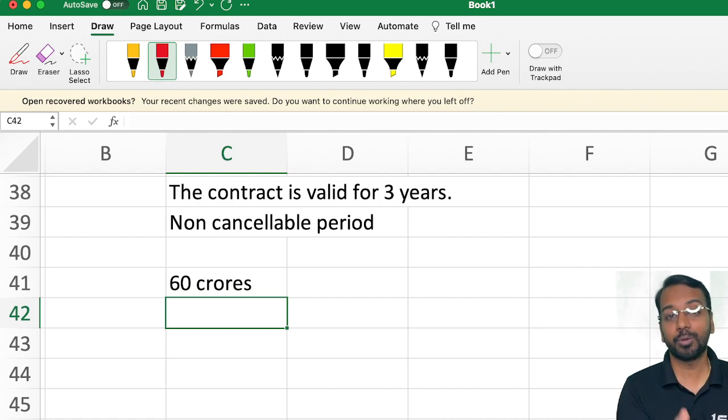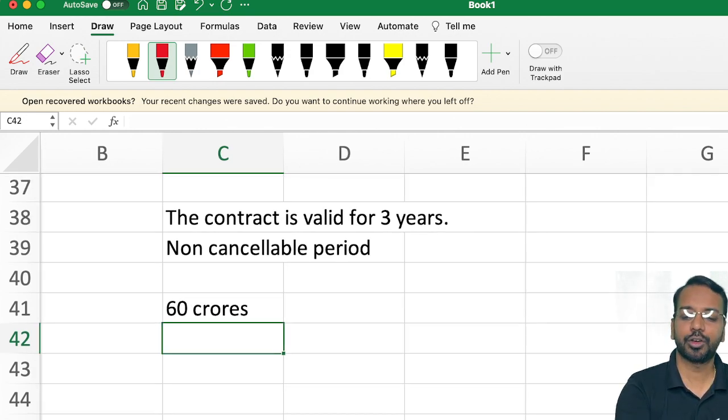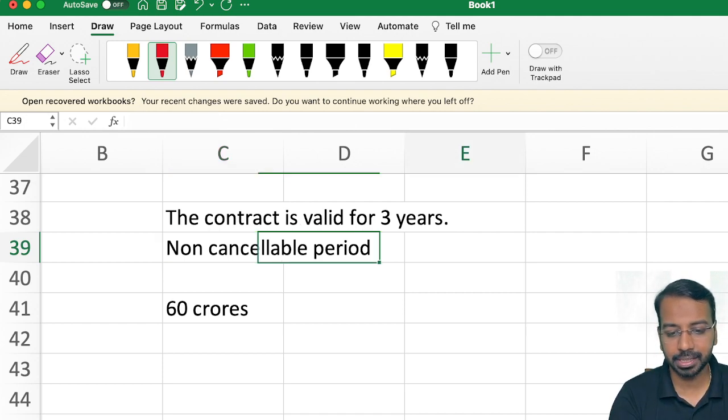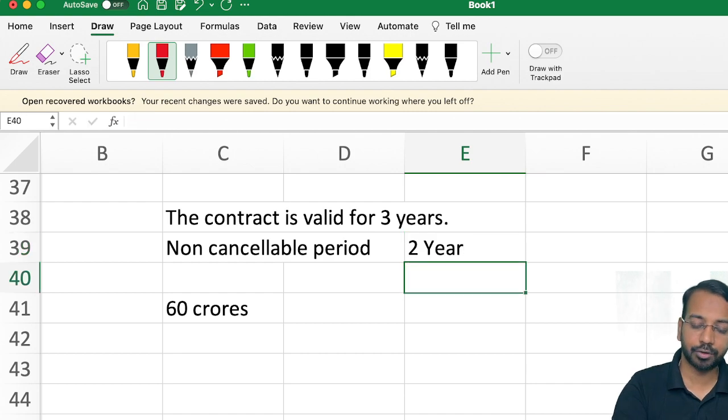Now when I'm spending so much, I want to ensure that I will be allowed to stay in that premise for some specified period of time. Assume for a moment that the contract is valid for 3 years and the non-cancelable period is 2 years. Non-cancelable means neither the lessee nor the lessor can come out of the contract. So what if they come out? You will have to pay penalties. So the non-cancelable period is the lease term.